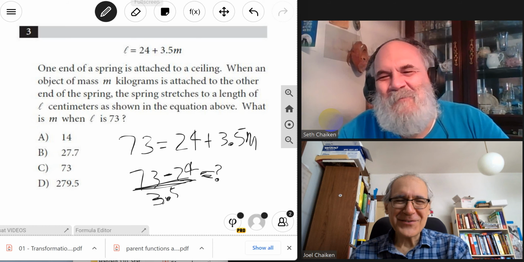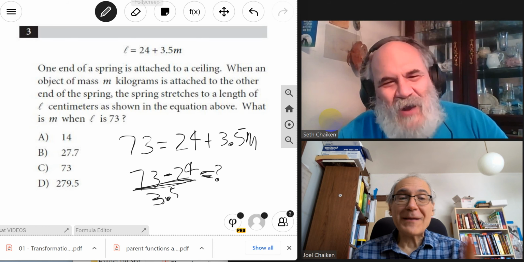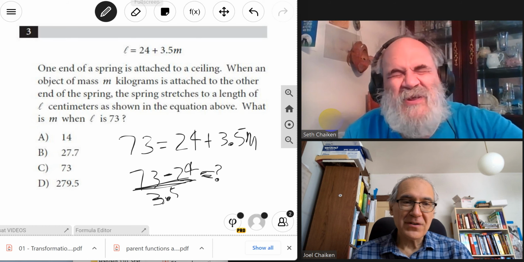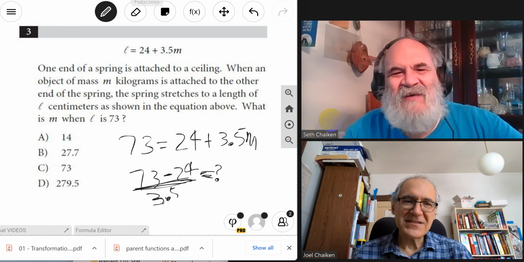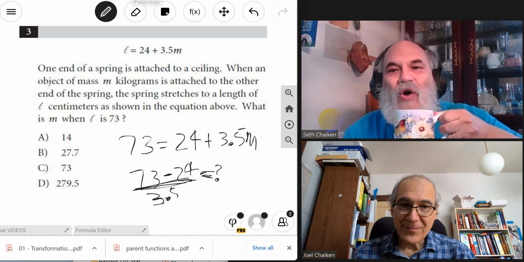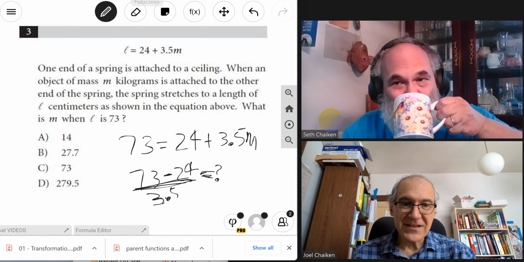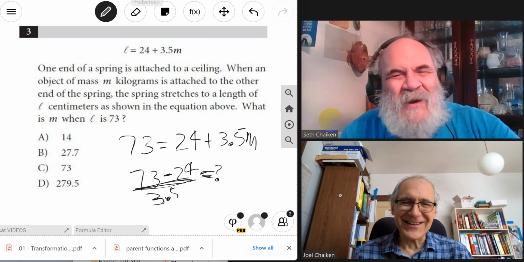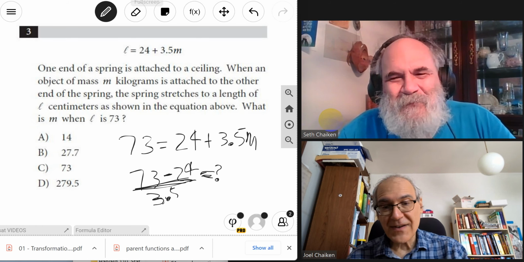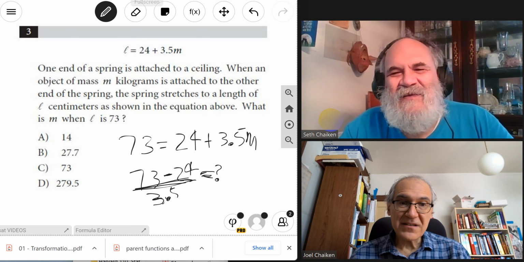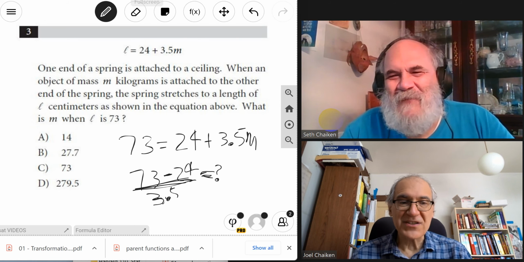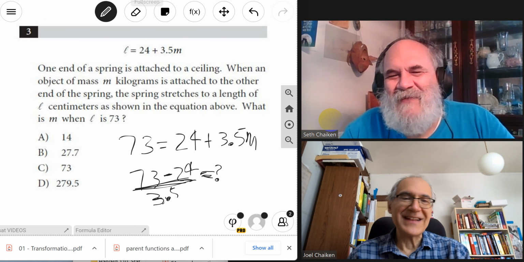So you have to do 73 minus 24 equals, or else put in parentheses: 73 minus 24, close parentheses. But I'm glad you made that mistake. We all learned, because we learn more math from making mistakes than from not. So you do 73 minus 24 equals, and then divide that by 3.5. If you're going to use a calculator on the test, learn how to use your calculator.